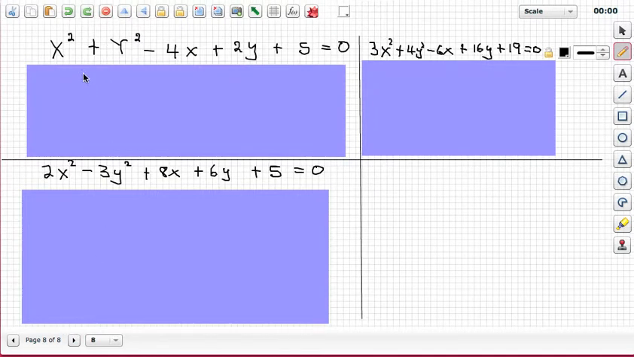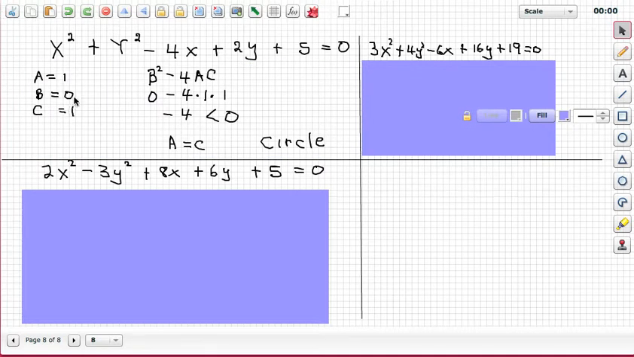Here's an equation: x squared plus y squared minus 4x plus 2y plus 5 is equal to 0. So what is the shape of this graph? A is the term in front of the x squared, which is 1. B is the term in front of xy. There is no xy term here, so we say 0 for B. C is the term in front of y squared, which is 1. B squared minus 4ac is 0 squared minus 4 times 1 times 1, which is -4, which is less than 0, and a is equal to c, so we predict this is a circle.